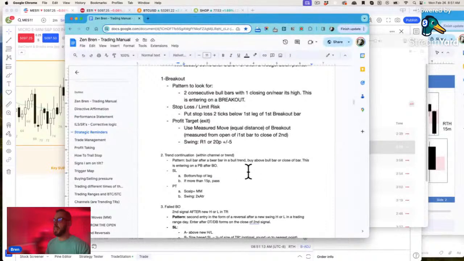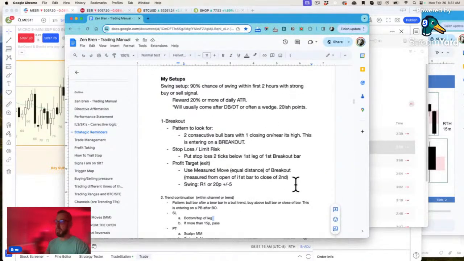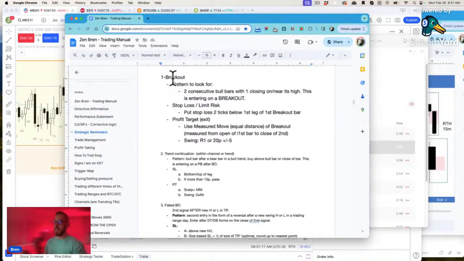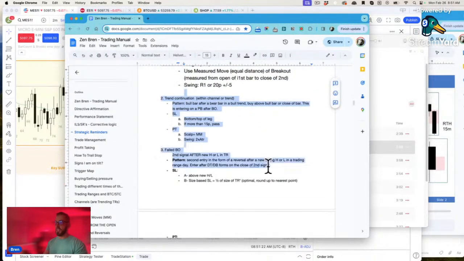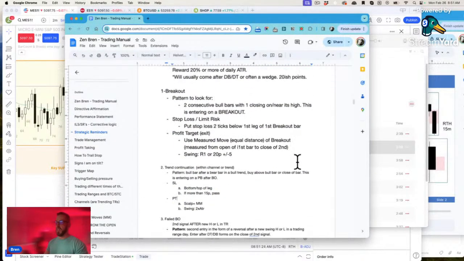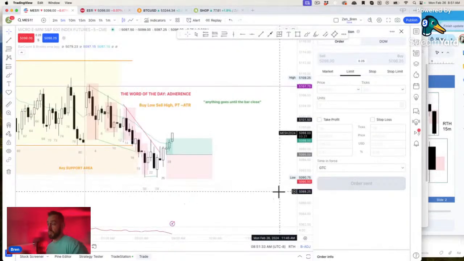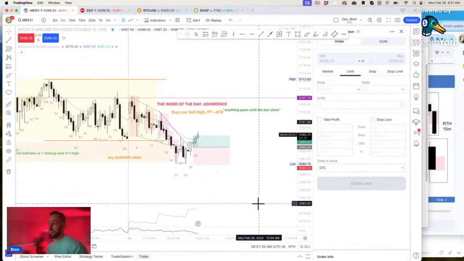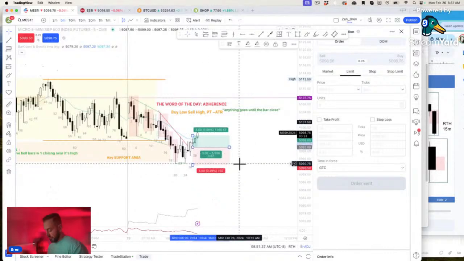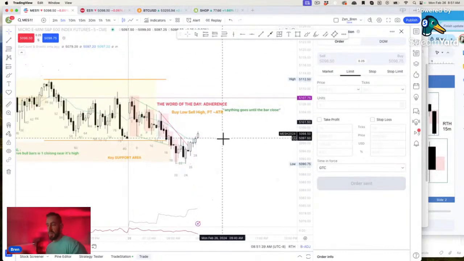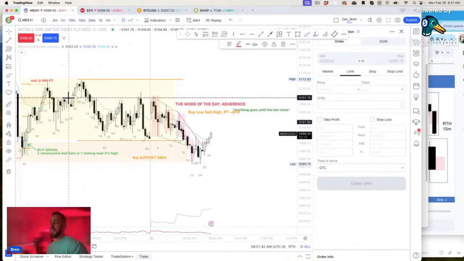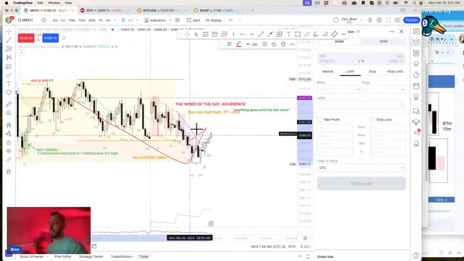This is my process, guys. These are my setups. Okay, breakout. This is the pattern I look for. Trend continuation or failed breakouts. So this is my process, and when I'm executing my process, this is what I'm looking to do. Now look at that. Exactly what we were saying. We came into this support zone, and then we bounced up.